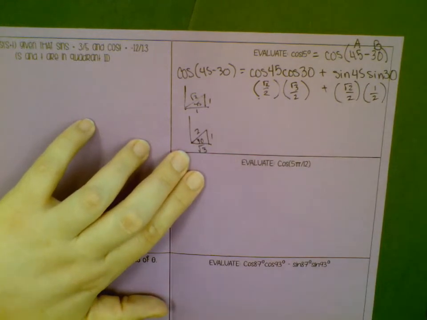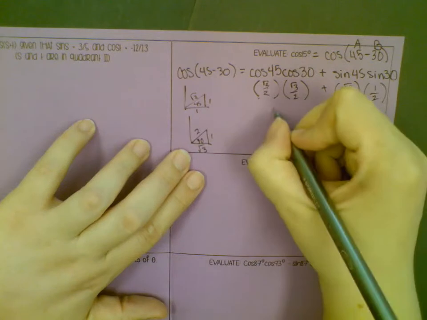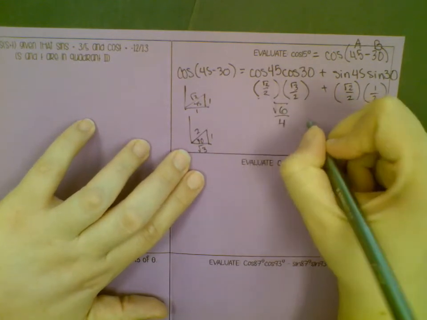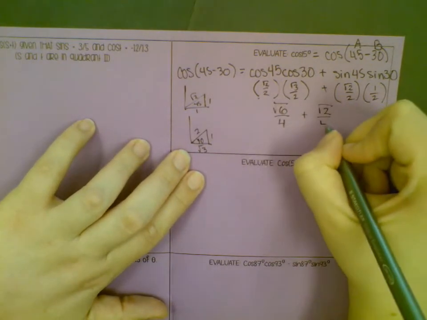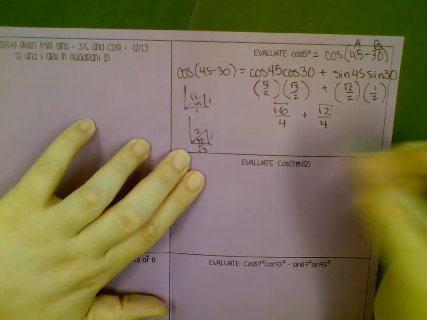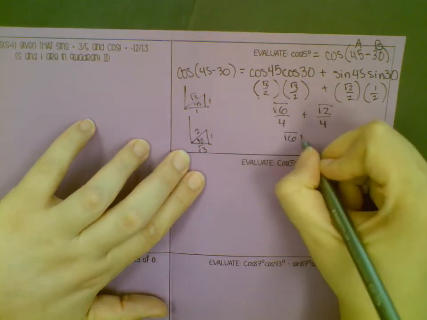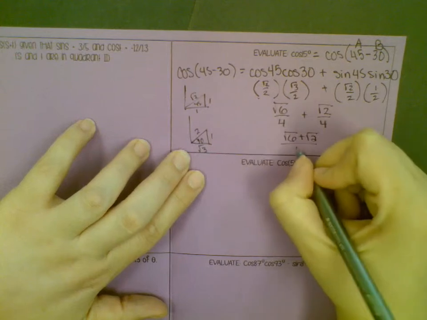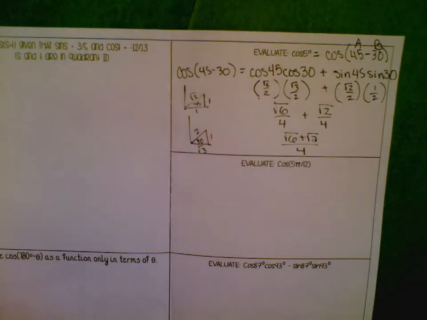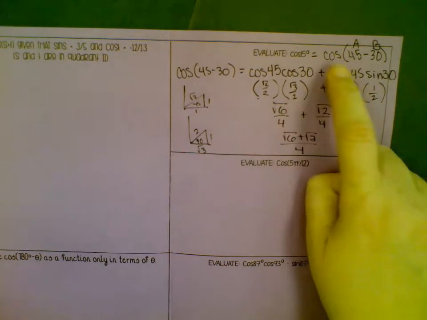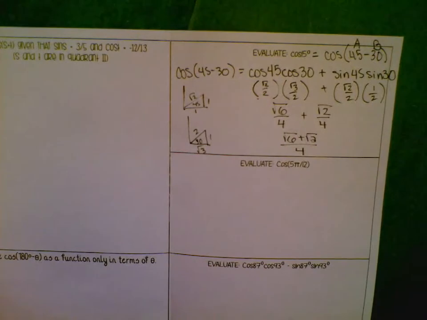So once we plug those values in, we just multiply. So this would be root 6 over 4 plus root 2 over 4. They already have common denominators, so our final answer would be root 6 plus root 2 over 4. So that is our exact measure for the cosine of 15. So, you know, like the cosine of 30, we get root 3 over 2. Well, the cosine of 15 is root 6 plus root 2 over 4.